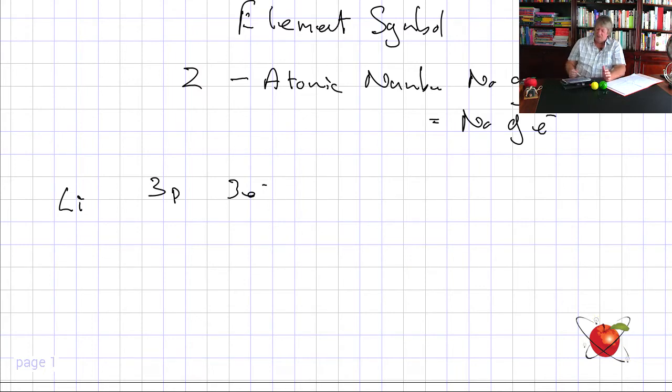So the 3 protons sit inside the nucleus. On the outside, we've got to come up with a packing pattern for the electrons, because they're spinning around the nucleus. If you look at it like a tennis ball, inside will be the protons, and on the surface is where the electrons spin around.